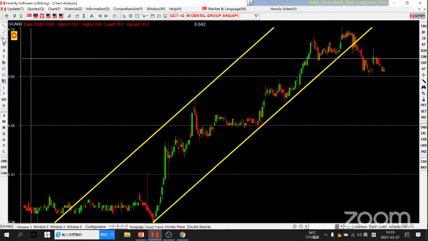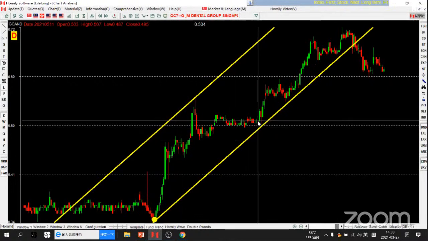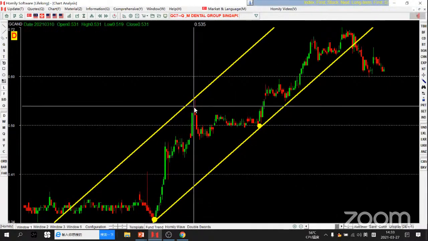All right, so that is how you use the upper channel tool to draw the upper channel line. What you need to do is highlight to the software where the number 1 point, number 2 point, and number 3 point are. Then the software will draw the upper channel line for you. That means I highlight the number 1 point, number 2 point, and then number 3 point.